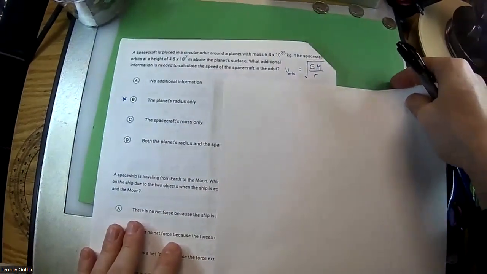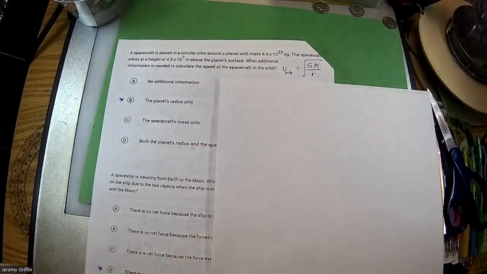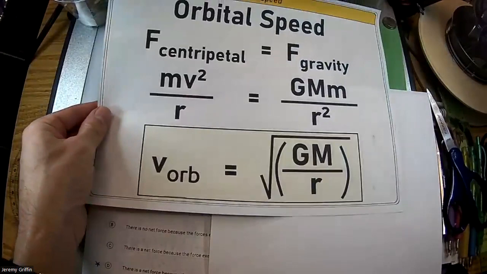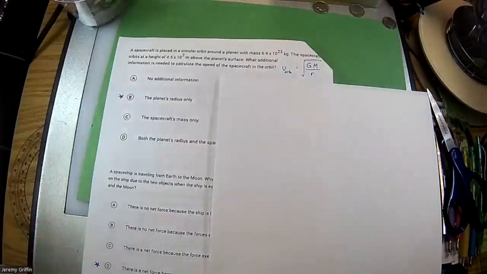A spacecraft is placed in circular orbit. All right, okay, so circular orbit, I'm already thinking this. You guys got this in the back of your mind? Probably something like that we're about to be navigating.